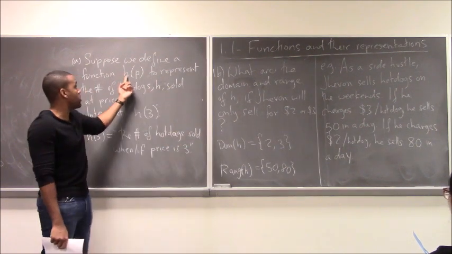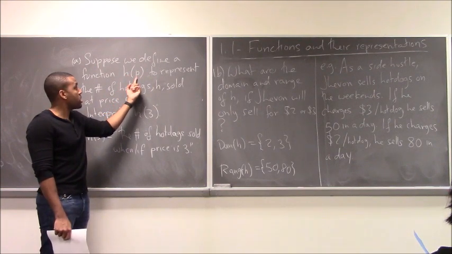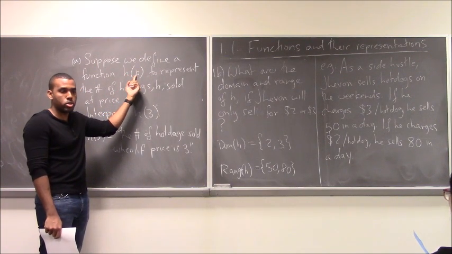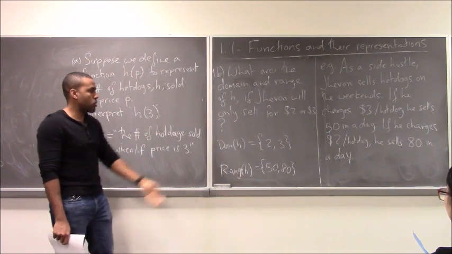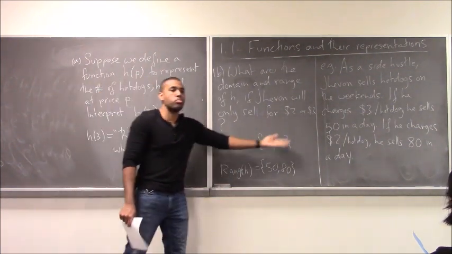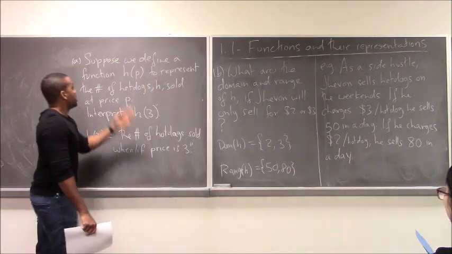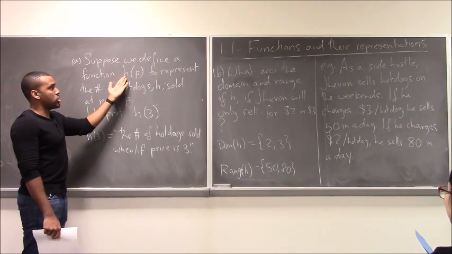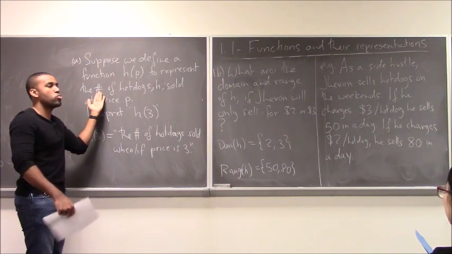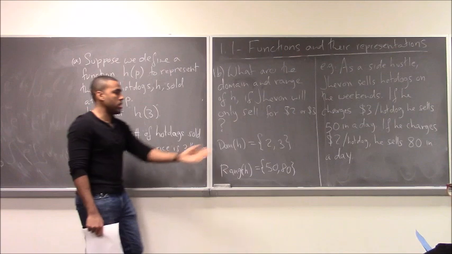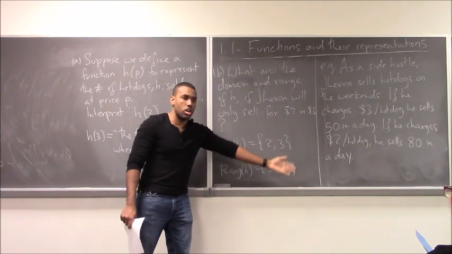Now I define my function and I put the p in parentheses, which means p is representing my input, which means my input in this interpretation would be price. And therefore the list of domain elements would be the possible prices. Okay? H is my function. H is describing the output. That is the number of hot dogs sold. Therefore, if I talk about the range of this function, it would be the possible numbers of hot dogs I can sell.